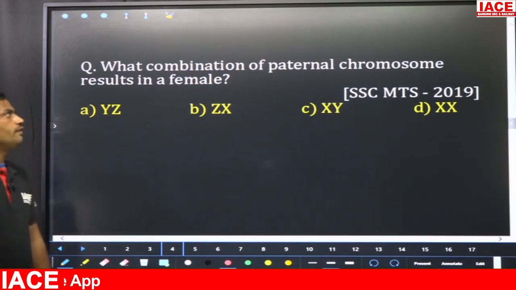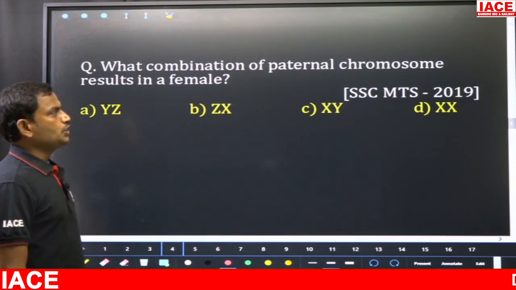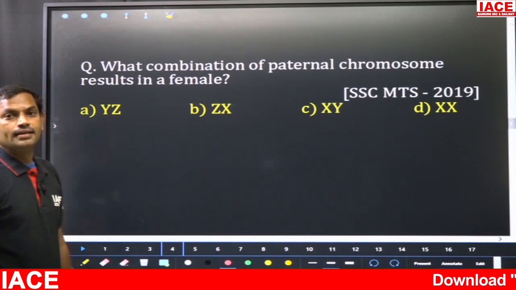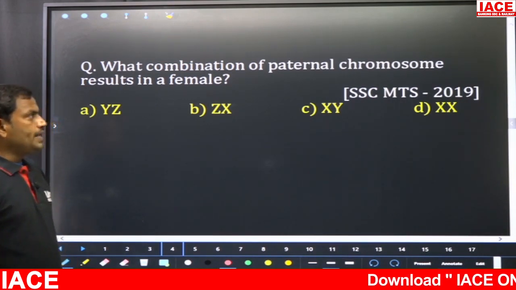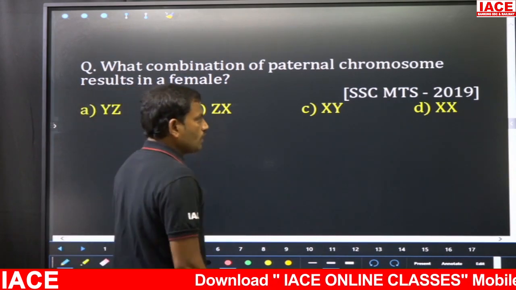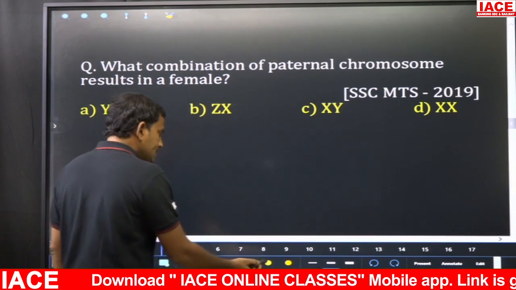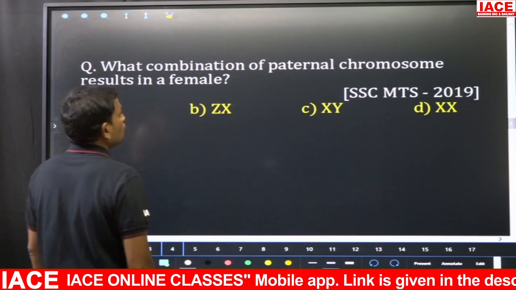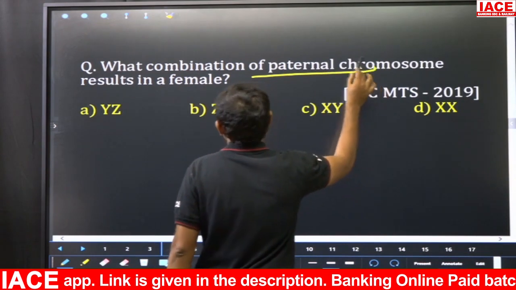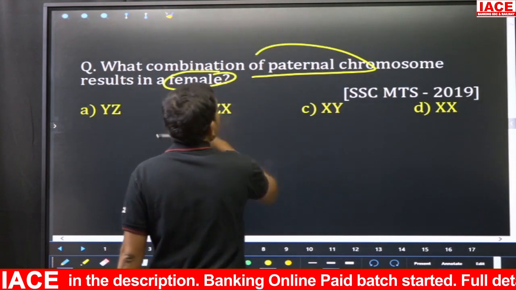Yes, the timer is off. What combination of paternal chromosomes results in a female? It was asked in SSC MTS 2019. The question is very clear, my dear students. Here the combination of the parental chromosomes results in a female.